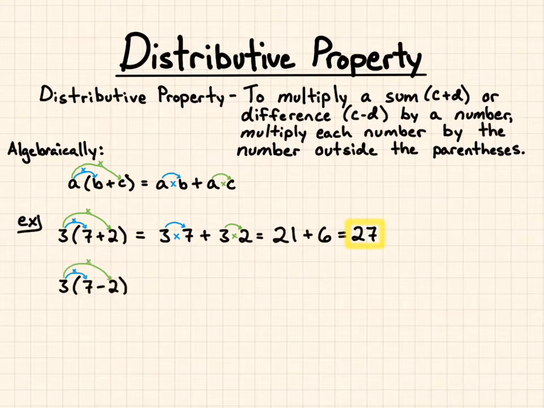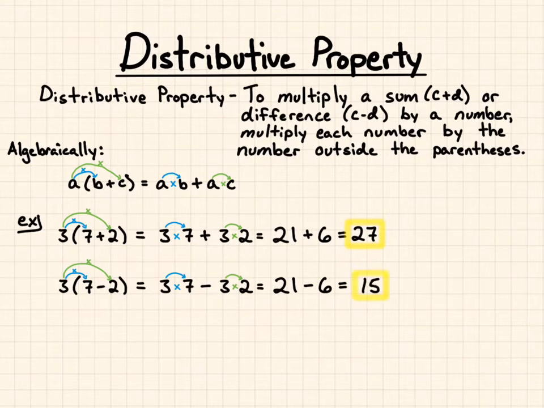And if I was to have subtraction as well, it would still work. 7 minus 2 is 5, 3 times 5, it should be 15. So I write this out as using the distributive property as 3 times 7 minus 3 times 2, because I keep the same operation. And that gives me 21 minus 6, which gives me 15, which makes sense, because 7 minus 2 is 5, and 5 times 3 is 15.